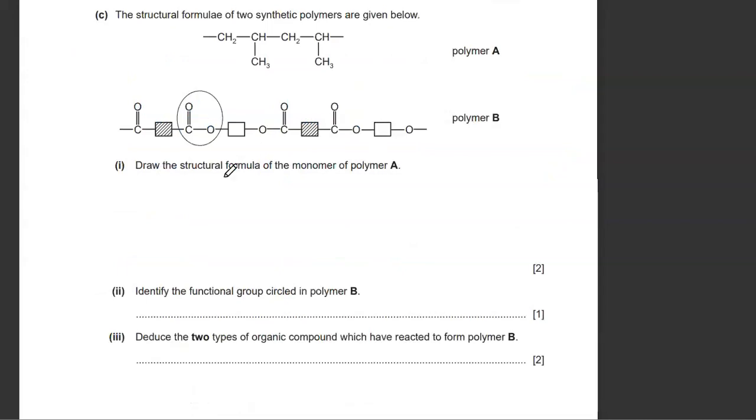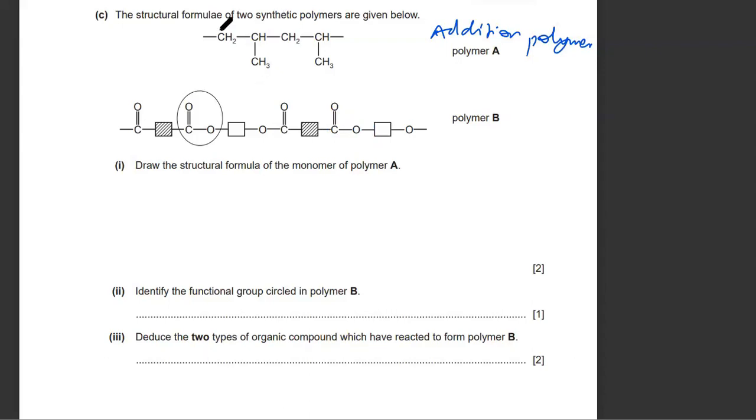Okay, so draw the structural formula of the monomer of the polymer. So you can see another question here where they gave you a polymer and they're asking you to draw the monomer. Okay, so now this is polymer A. This polymer A is your addition polymer, right? If you cannot see your ester link or your amide link, then you know that it's your addition polymer.